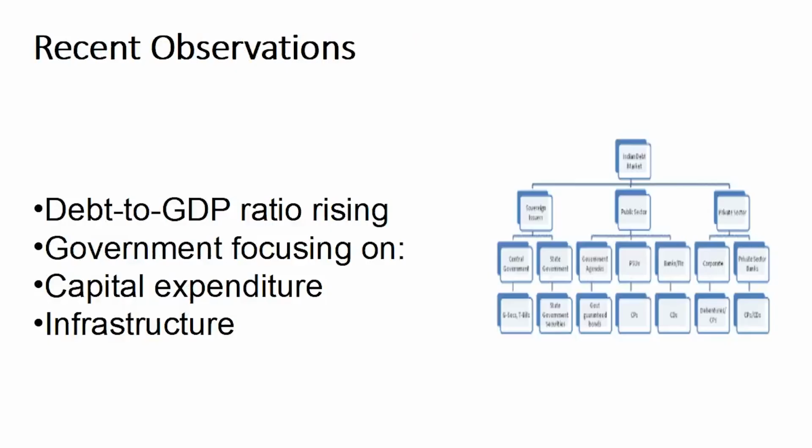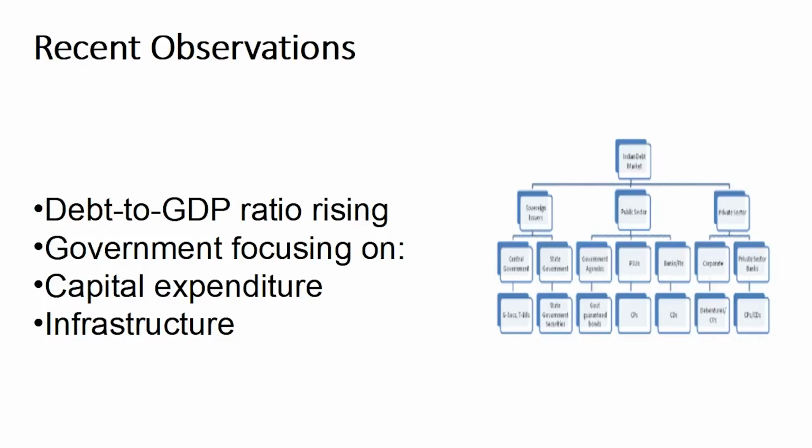Now let's talk about what is happening recently. In the last few years, especially after COVID, government borrowing has increased significantly. Why? Because during COVID, people lost jobs, businesses shut down, healthcare spending increased, so government had to step in. It provided free food, financial support, vaccines, and all this required huge money.